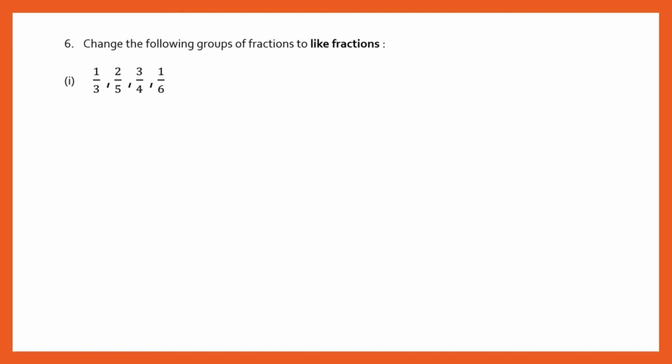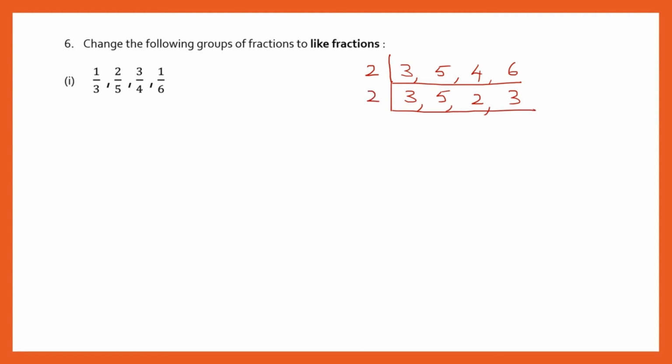To make the denominators the same, we have to find the LCM of the denominators. So let's take the denominators 3, 5, 4 and 6 and find the LCM. I'm starting with the prime number 2. 3 is not divisible by 2, I will write it down as it is. 5 is not divisible by 2, I'm writing it down. I can divide 4 by 2. 2 2s are 4 and 2 3s are 6.